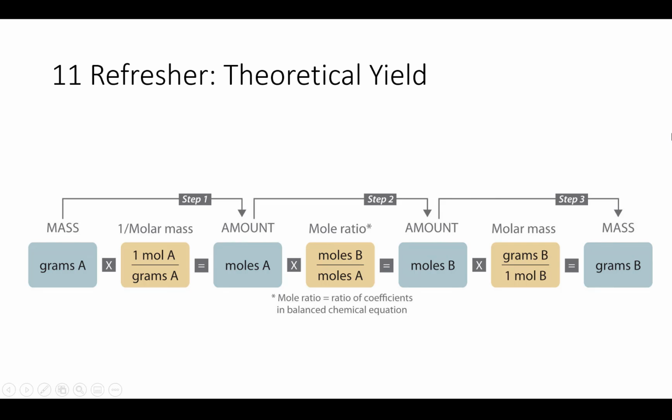Box 11 is just a refresher on how to calculate theoretical yield. Essentially, it's mass to mass stoichiometry. So the mass of our reactant would be mass A, and the theoretical mass of our product would be mass B.